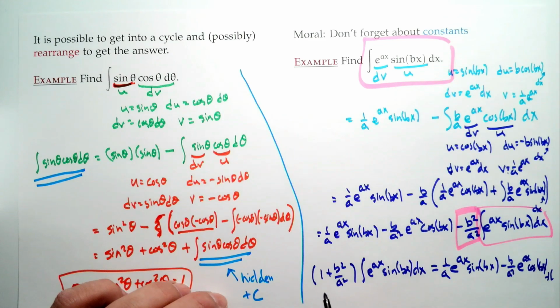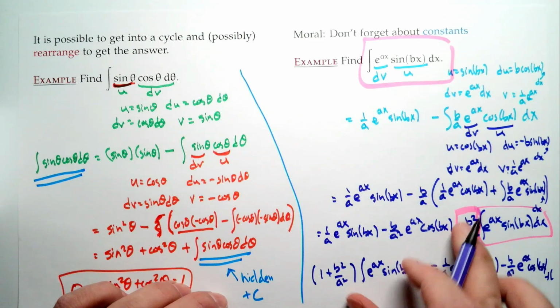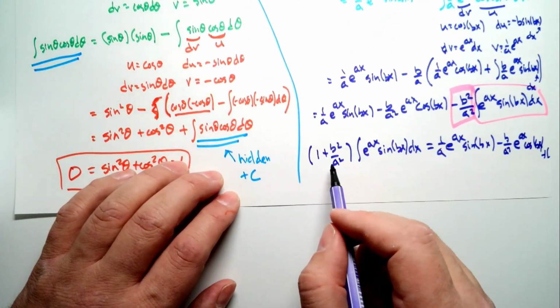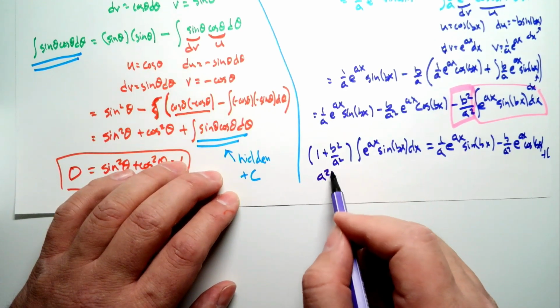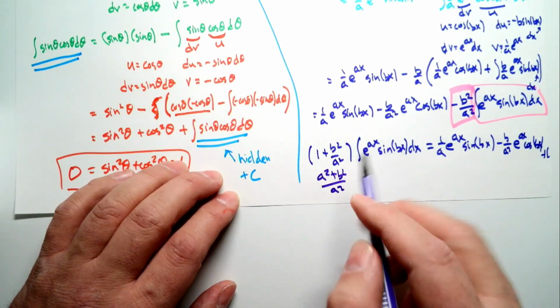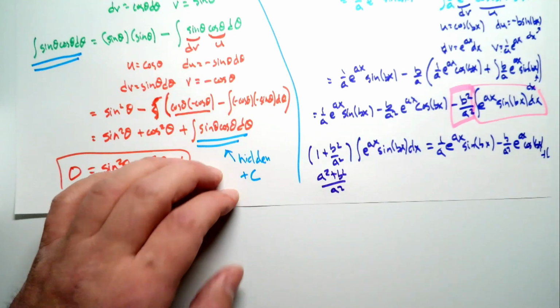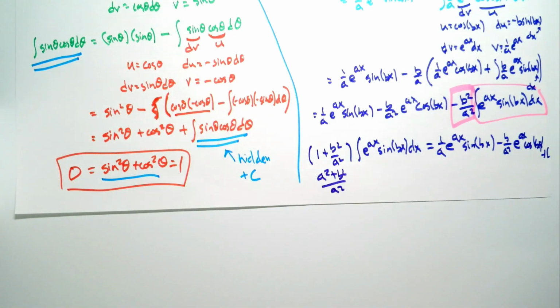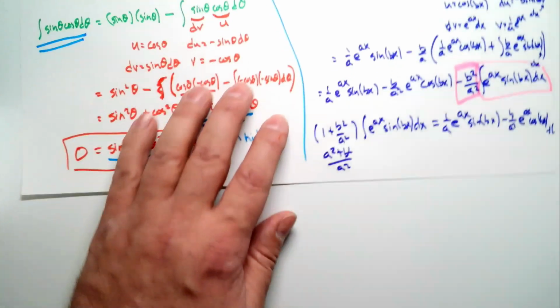And finally, to finish it off, well, 1 plus b squared over a squared is the same as a squared plus b squared over a squared. We just want to move this constant across. And if you move that constant across, you get the final answer. And I will write that down.